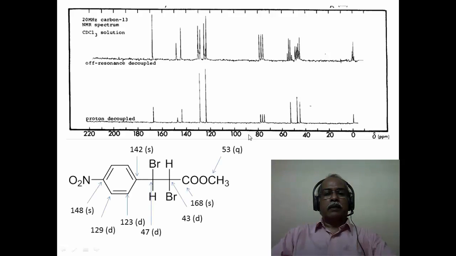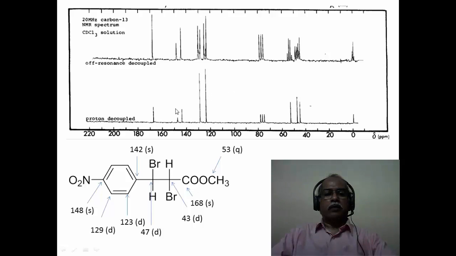Now in the carbon-13, for the carbonyl functional group, one should see the ester carbonyl functional group above 160. Around 168, a singlet is seen in the off-resonance spectrum that would correspond to this particular carbonyl functional group. Then in the aromatic region, one should see 1, 2, 3, 4 signals. So you can see here 1, 2, 3, 4.